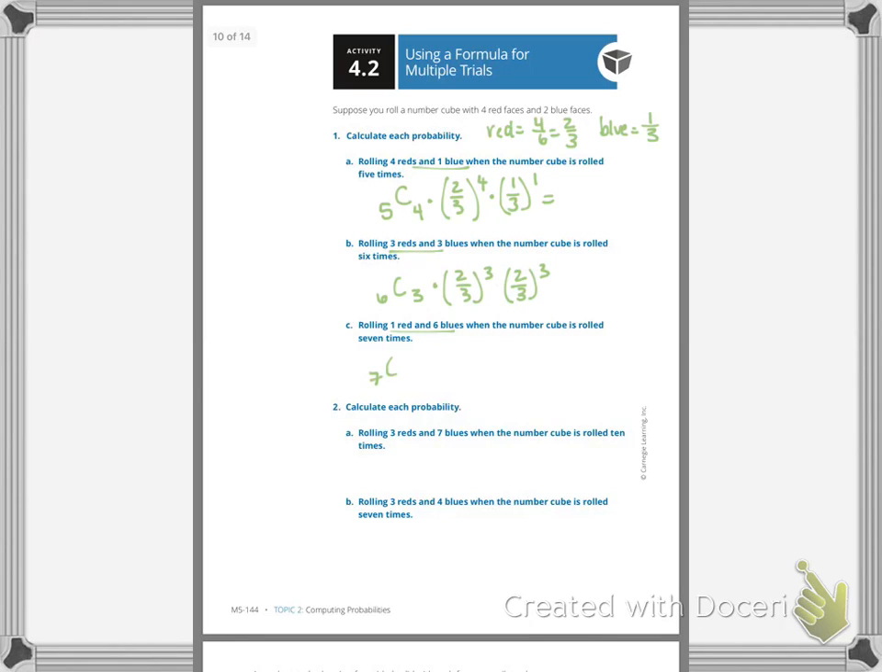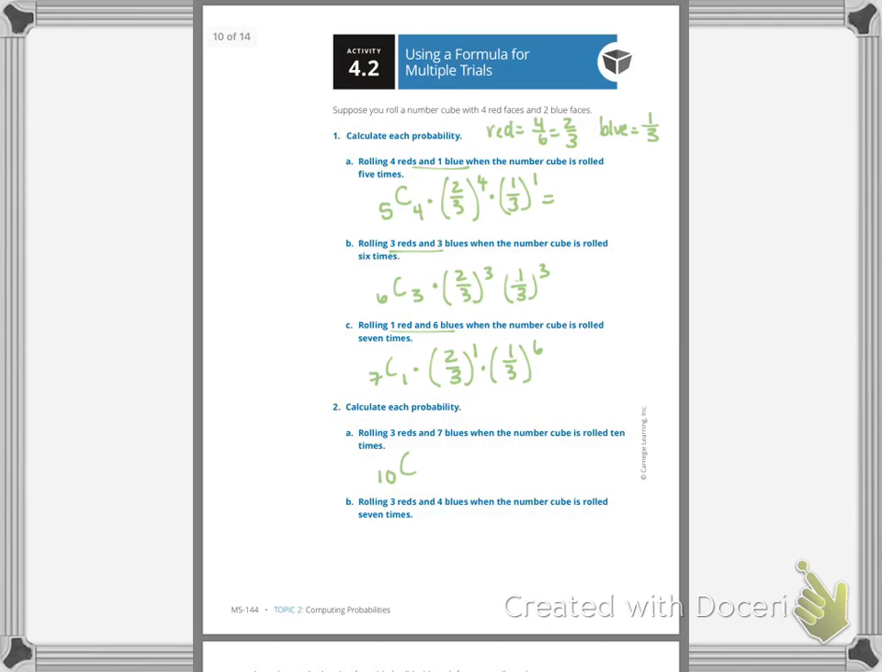Now there's a total of 7. 7, choose 1 red. To represent my reds, we take it to the first. To represent my blues, oops, this blue should have been a 1. So 1/3, and then there are 6 of them.